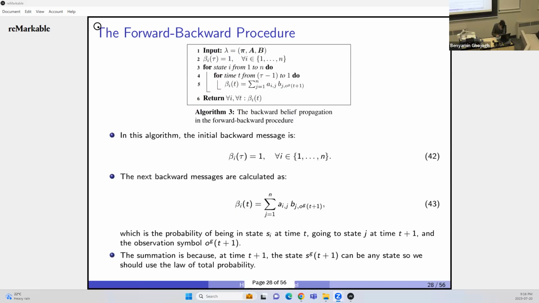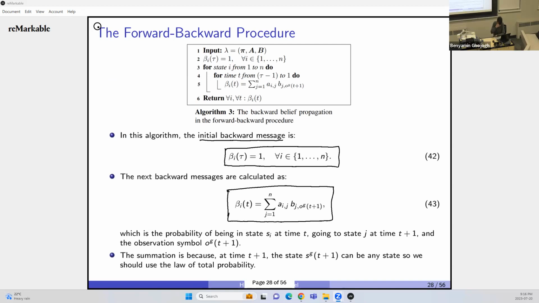So in this algorithm, the initial backward message is this, right? The next backward messages are calculated in this way. This is exactly line 5 of the algorithm. What is that? It's the probability of being in state Si at time t, going to state Sj at time t plus 1, and the observation symbol this. Let's see why. What is Aij? Going from Si at t to Sj at t plus 1. This is responsible for this.